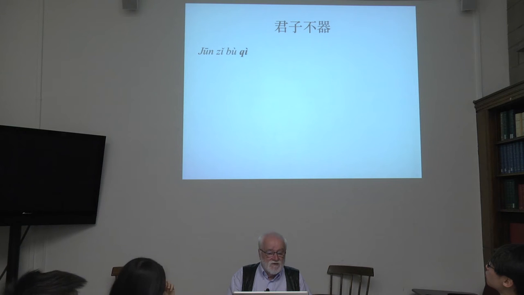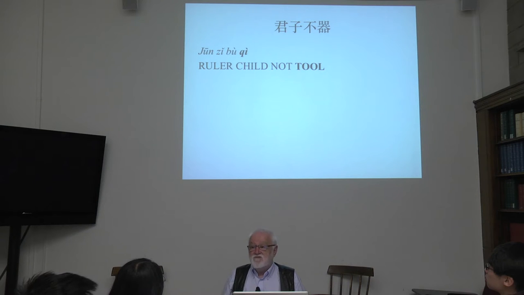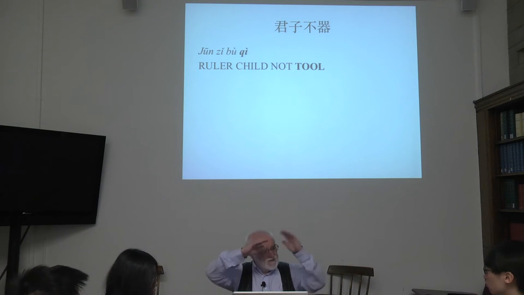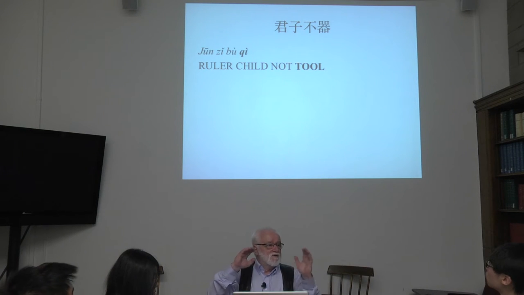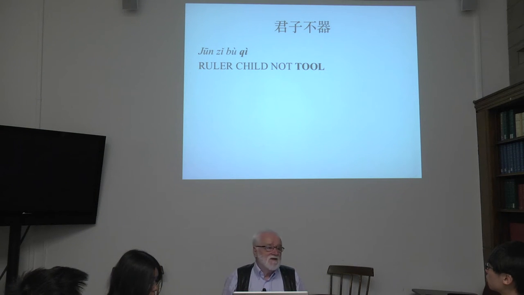Well, 君子不器. Ruler child, not tool. Right? Now, ruler child, of course, they tell us now, is a word, 君子. And I say that nothing in the classical Chinese language distinguishes between the idiomatic, syntactic form, ruler's child, and the word 君子 as one word.